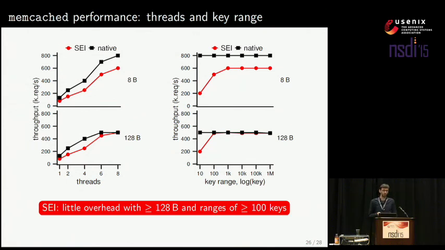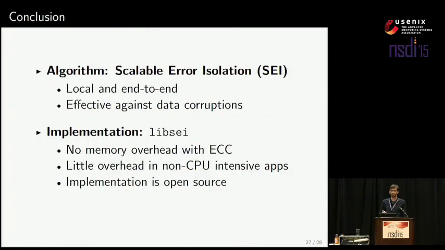So what I have presented to you is an algorithm to isolate errors that are caused by hardware faults in distributed systems. This is a local algorithm that doesn't change your underlying algorithm. It is end-to-end. It's effective against data corruptions. And we have a library that is open source. You can try it yourself. It doesn't introduce any memory overhead if you have already ECC in your computers, and introduces little performance overhead if you have non-intensive CPU applications.